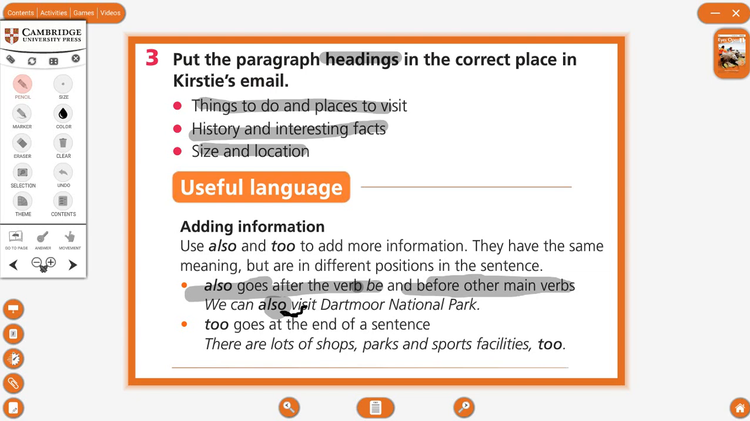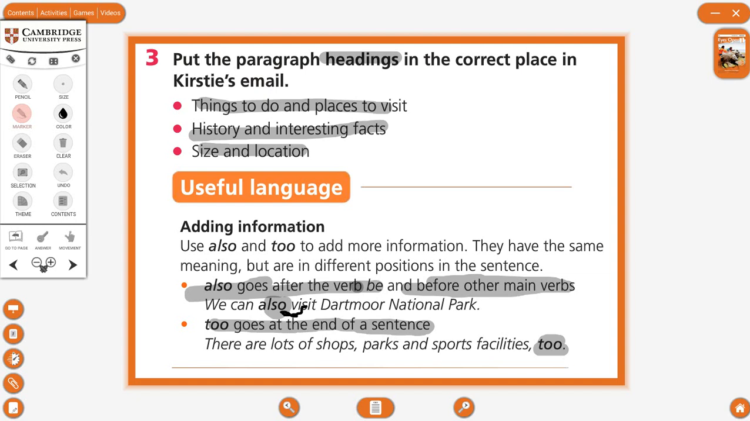For example, look at too. Too goes at the end of the sentence. We use too at the end of the sentence. For example, there are lots of shops, parks and sport facilities too. Burada de, da anlamına gelir cümlede too.